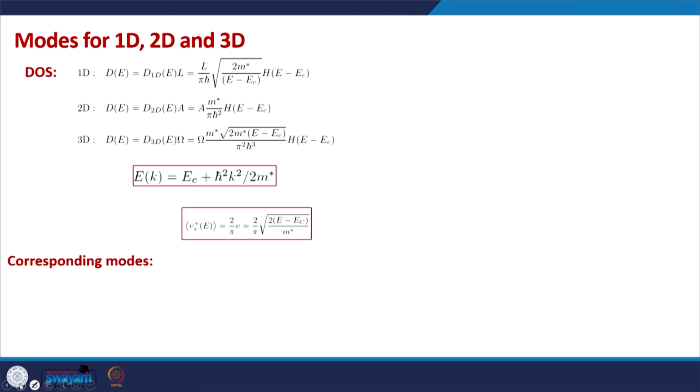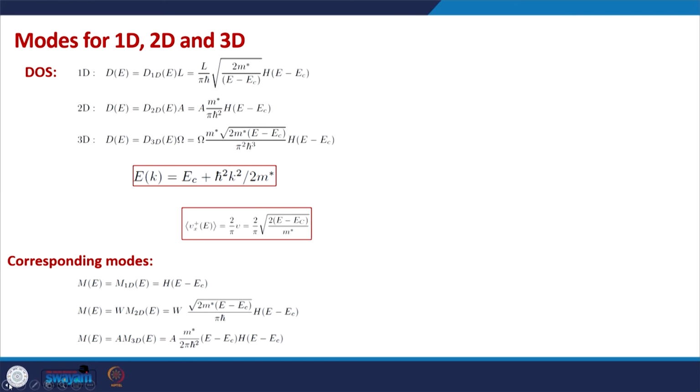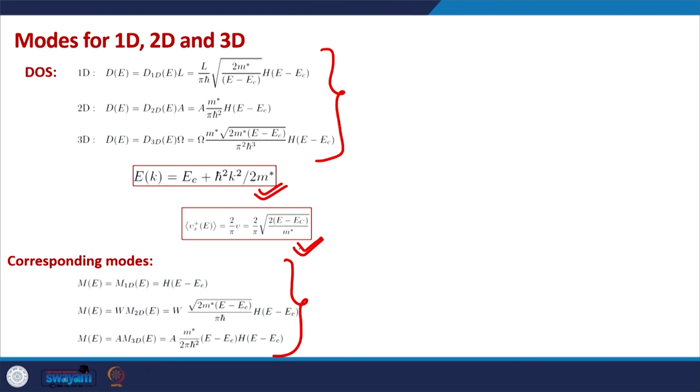And finally, this is how we can summarize our results. These expressions are the expressions for the density of states in the device, and these expressions are the expressions for the number of modes in the device. And here we have the parabolic band assumption, which is not an unfair assumption in most cases, and the velocity, or more precisely the average velocity of electrons, is given by this expression.